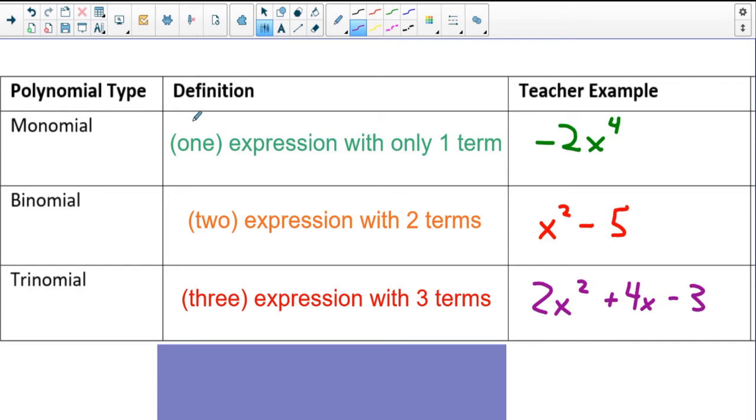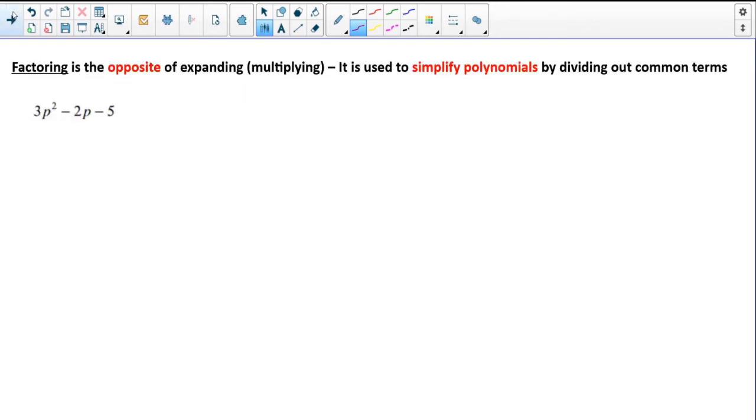So these will be some of the words that we're using here, monomial, binomial, trinomial, to talk about factors and factoring. So factoring is just the opposite of expanding or multiplying. We can use this to simplify polynomials by dividing them down into their basic factors.